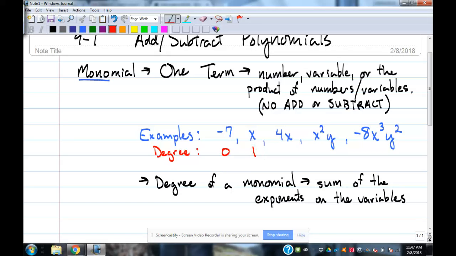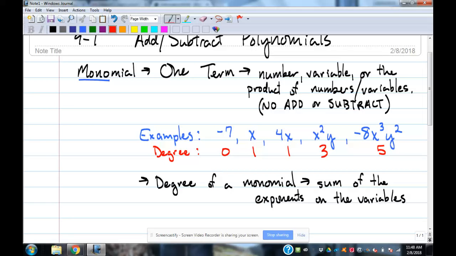What's the degree of 4X? Well, there's a 4, but when we're talking about degree, numbers don't matter, just exponents on variables. So that one would have a degree of 1 as well. X squared Y. Well, there's a 2 on the X, but there's another variable that has a 1. The sum of all the exponents on all the variables for that term, 2 plus 1, would be 3. The degree would be 3 for that monomial. What would the degree of this monomial be? 5. But it's only the exponents on the variables that you look at. You don't look at the exponents on numbers, only on variables.